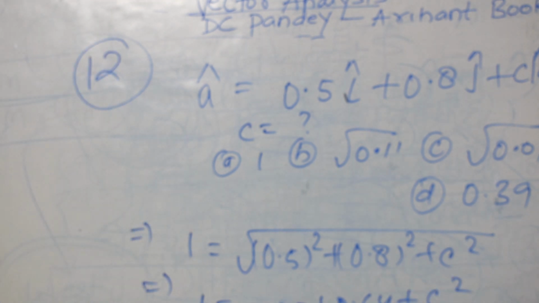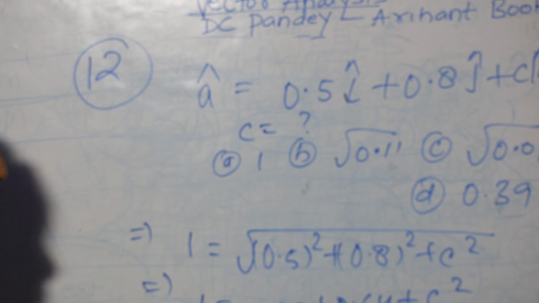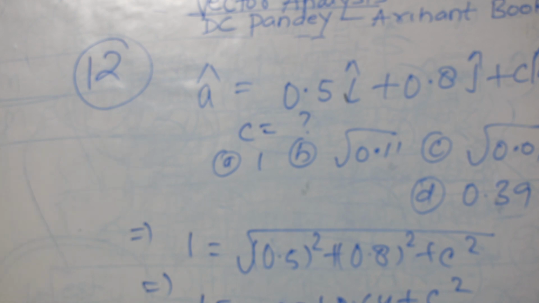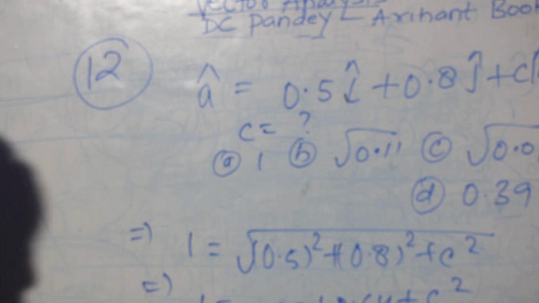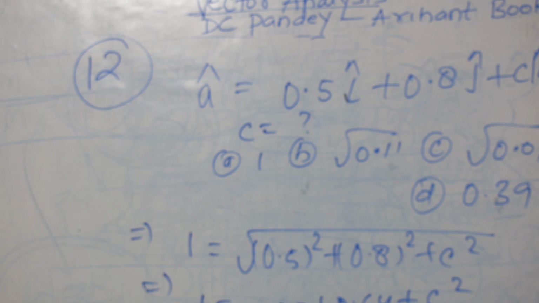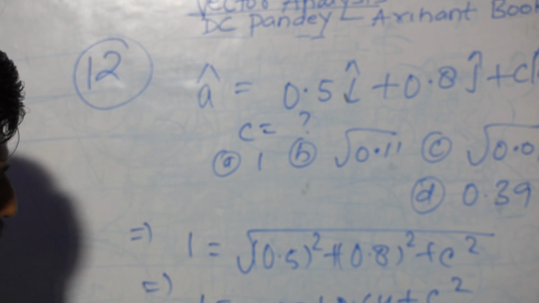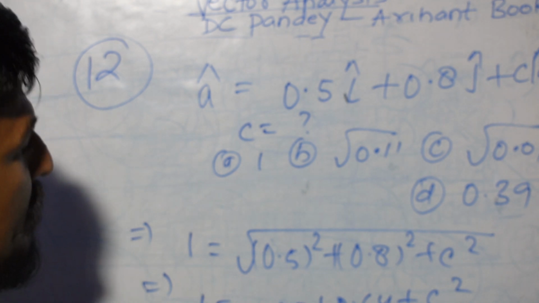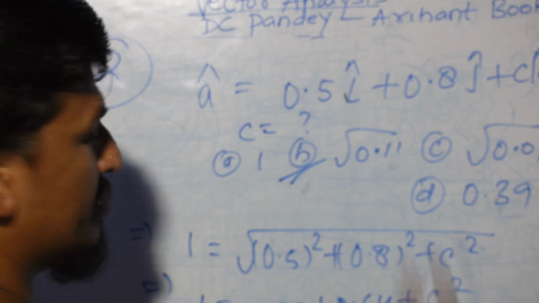Right? 1 equal to this, 5 plus 4 is 9, 6 plus 2 is 8, this is 0.89. Again, right? So 1 minus 0.89 equal to what? C square, and 1 minus 0.89 is what? 0.11, equal to C square, and C equal to root under 0.11. So B is the correct answer.